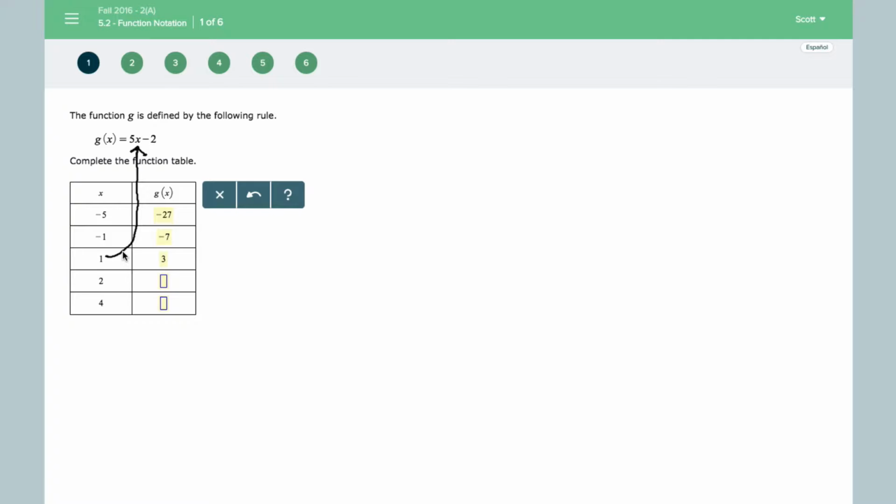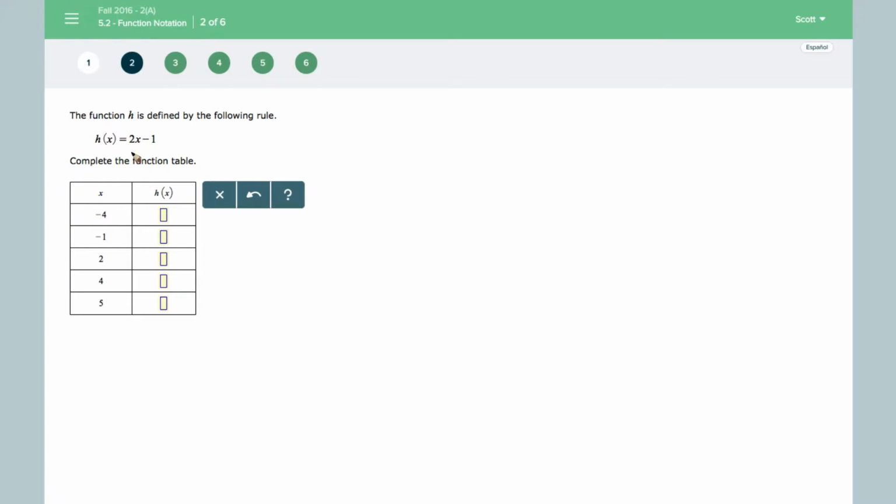Now we're going to put a 2 in. 5 times x, well x is 2 in this case, so 5 times 2 is 10. 10 minus 2 is 8. 5 times 4 is 20. 20 minus 2 is 18. So there's our function for that one.